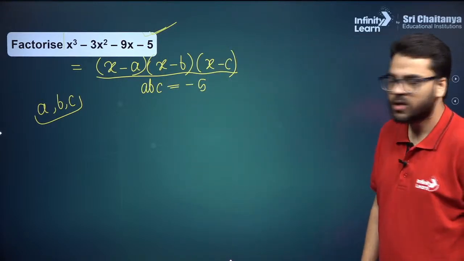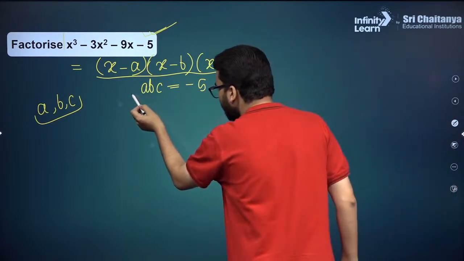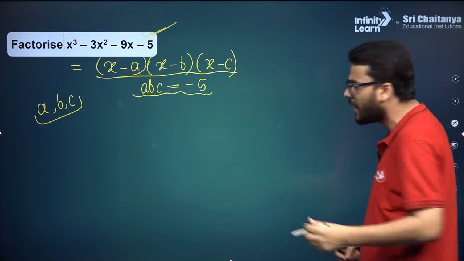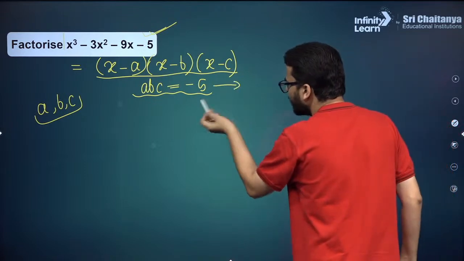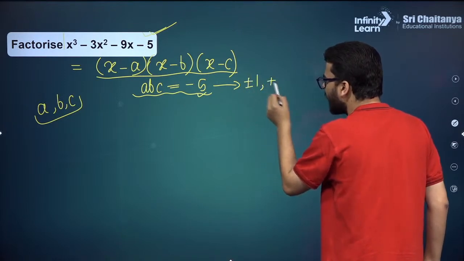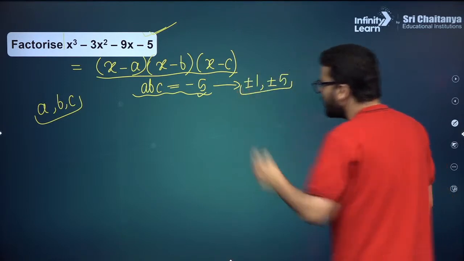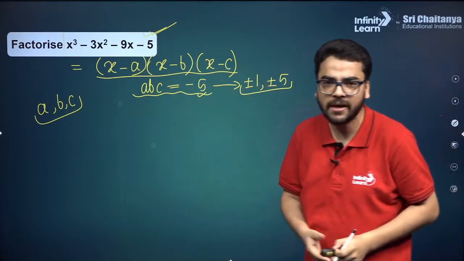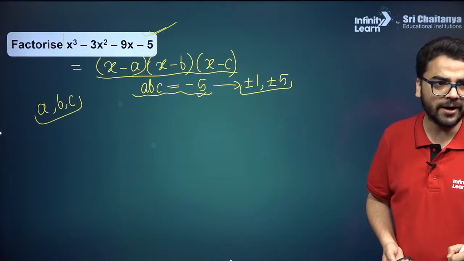Tell me, guys. So basically the three zeros are a, b, c and their product is minus 5. So what are the possible values of a, b and c can be there? Those will be the factors of minus 5, you can say. So plus minus 1 and plus minus 5. Is there any other possibility? Tell me. Is there any possibility for the zeros a, b, c? I would say no.